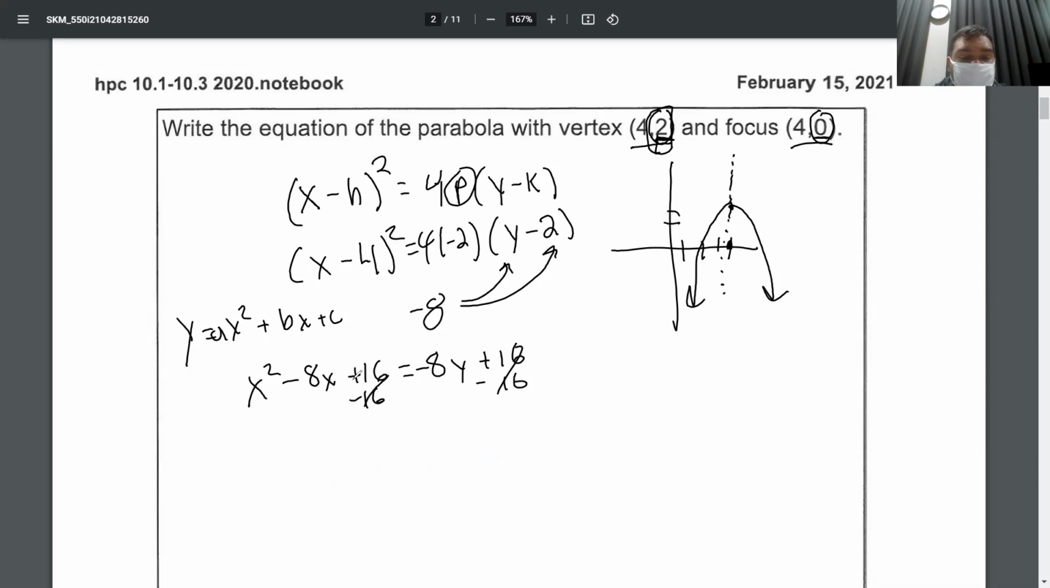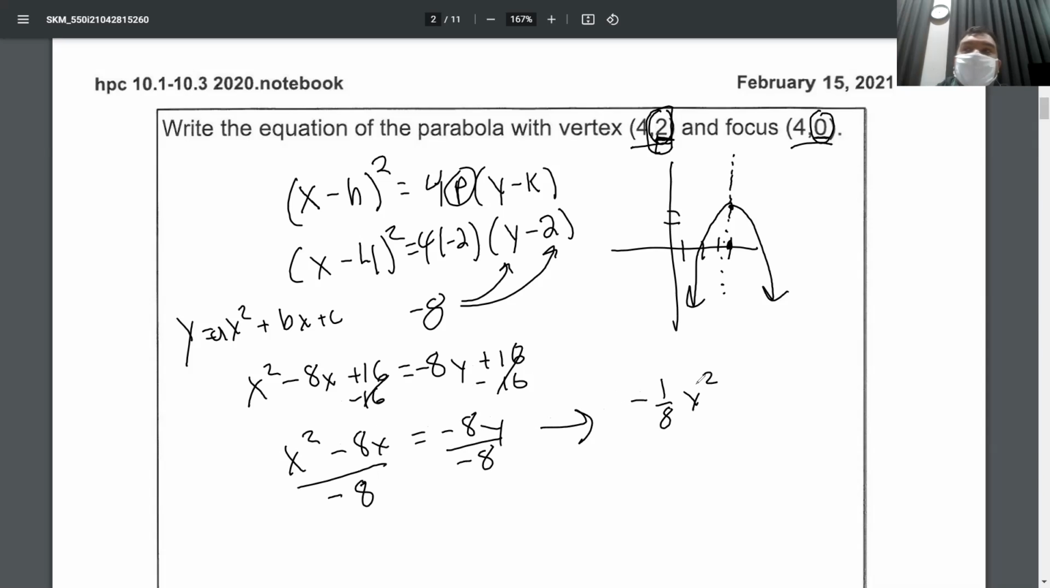So then I'm going to divide. I have x squared minus 8x equals negative 8y. The 16s cancel out because it's plus 16 on both sides. Then I'm going to divide by negative 8. So then the actual answer is negative 1/8 x squared, or you can leave it as x squared over 8, plus x, equals y. My fault on that, guys. Thank you for pointing out that it should be negative. I wouldn't have caught that otherwise.